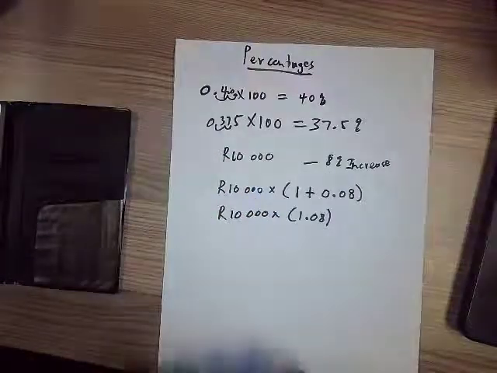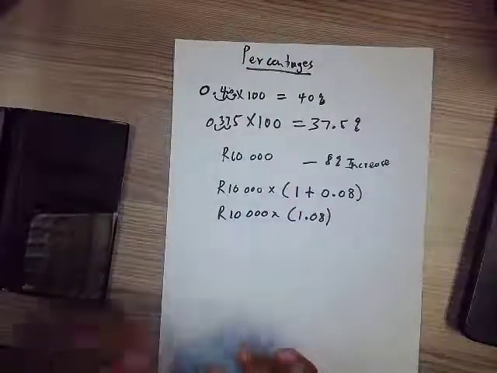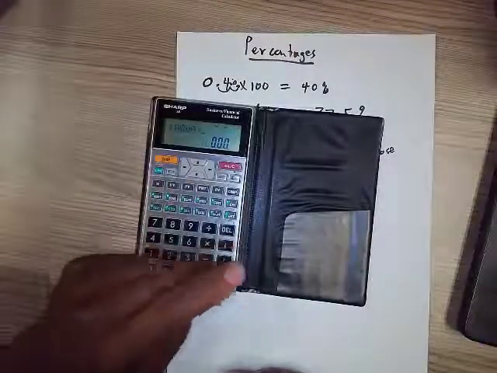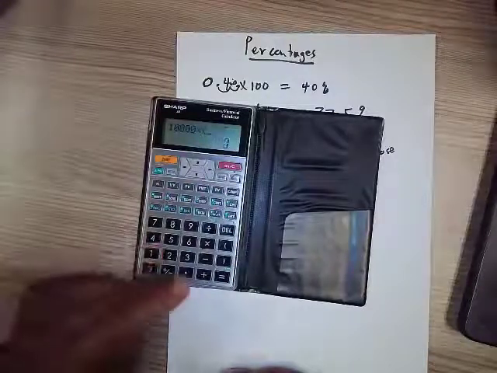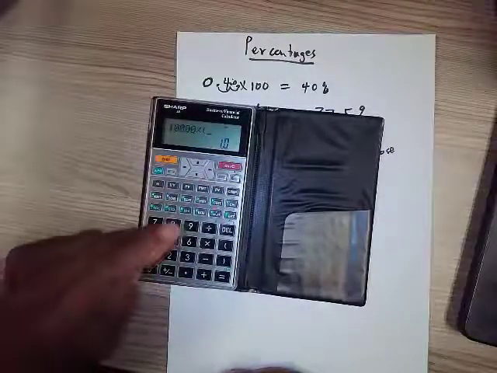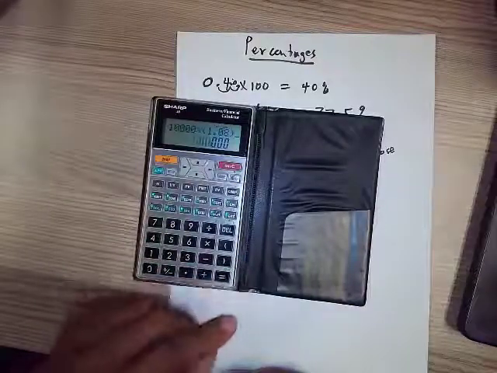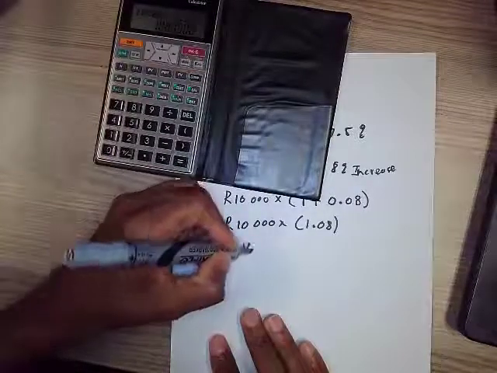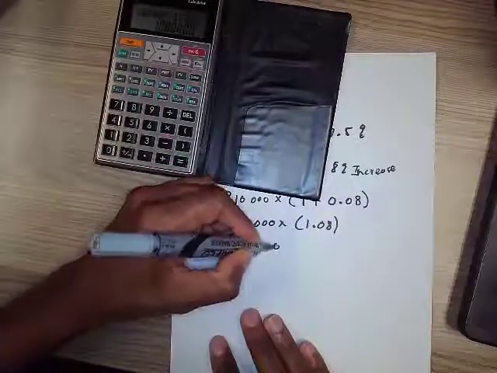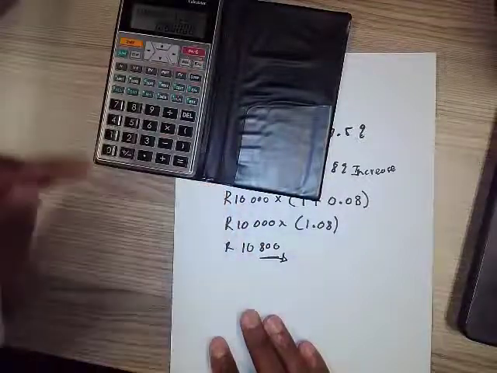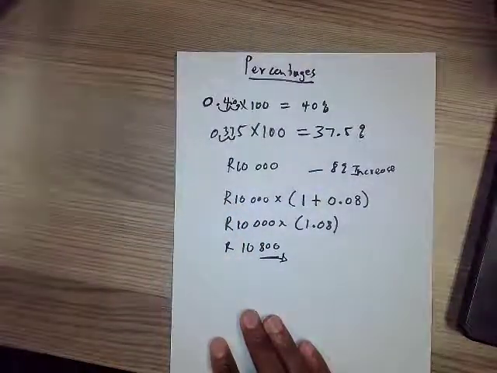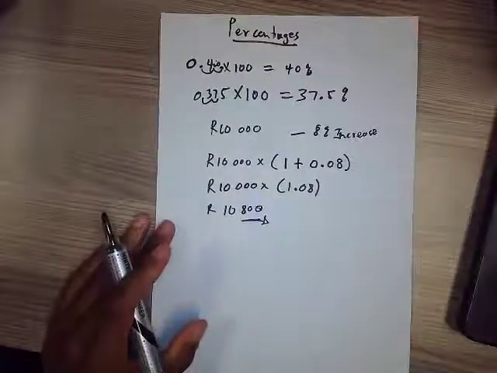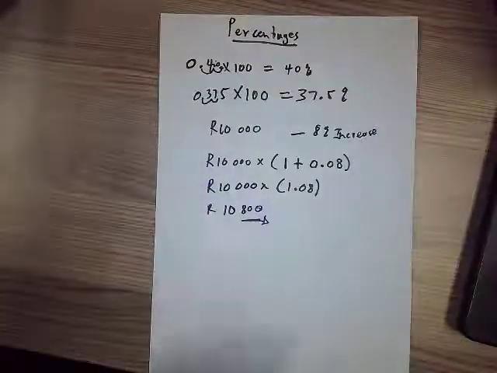So you can do it with a calculator or do it this way. So it's going to be 10,000 multiplied by 1.08, which is 8%. That gives you 10,800. So your increase here is 800, right? That's how you multiply. This formula is very, very important because you find it everywhere.